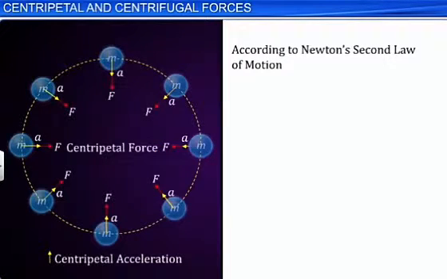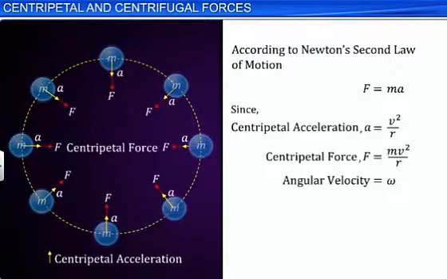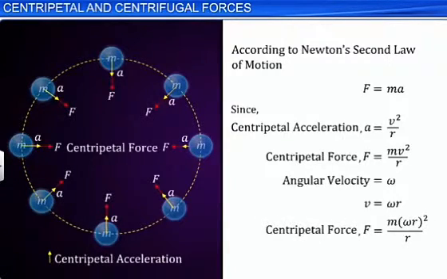According to Newton's second law of motion, net force on any body is equal to the product of its mass and acceleration. Since centripetal acceleration A is equal to v square by r, centripetal force F is equal to mv square by r. If the angular velocity of the particle is omega, then linear velocity v is equal to omega into r. Then centripetal force is also equal to m into omega square r.